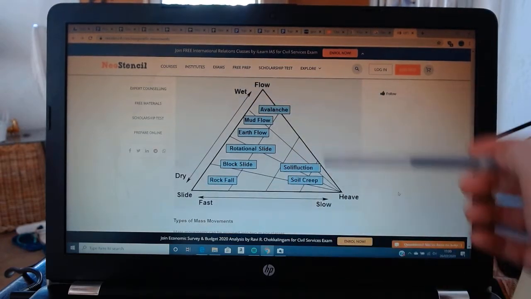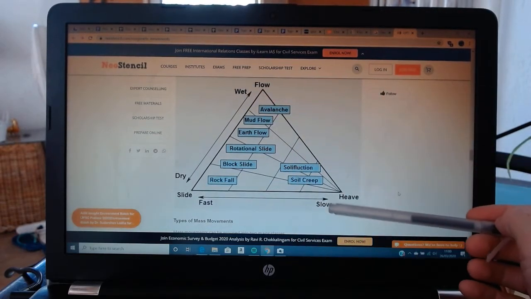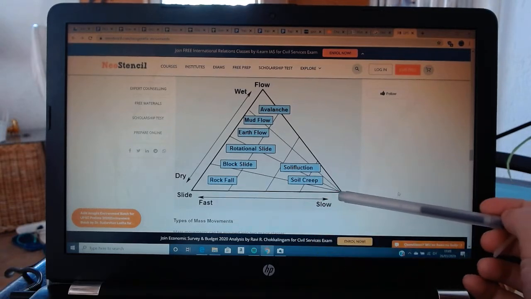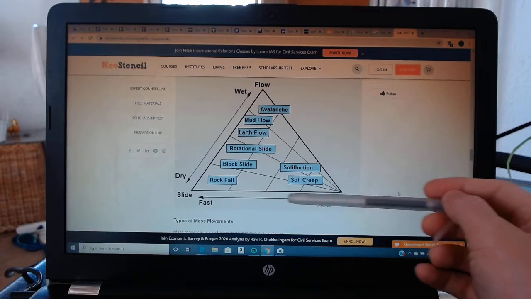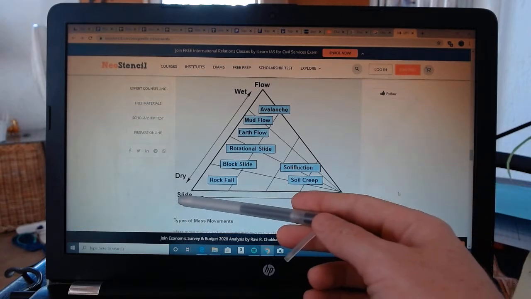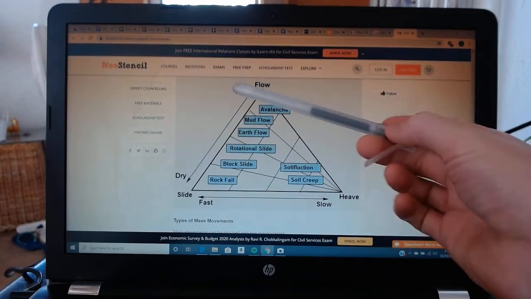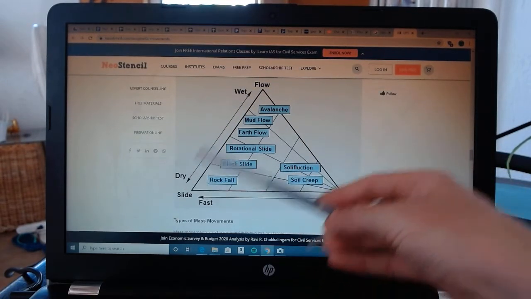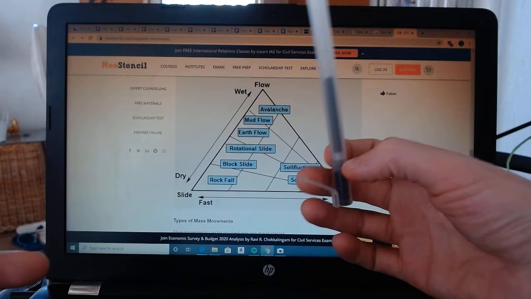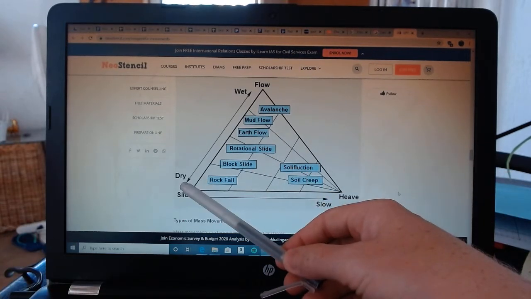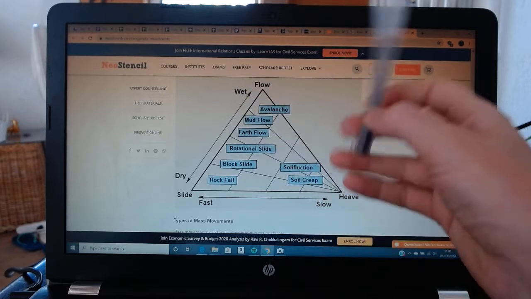Along two axes, you've got the bottom axis, which is move or speed, from slow to fast. Heave will be relatively slow. As you move along this axis towards landslide, speed increases. We've also got dry to wet, so how much liquid or water is held by the material. Driest is down here, moving all the way up to our wettest up here.